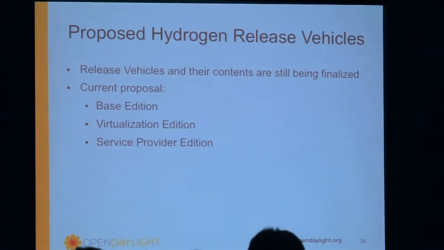We have proposed Hydrogen release vehicles because, as I mentioned before, the breadth of the networking domain is kind of mind-blowing. And the kinds of things that you would want, for example, to virtualize your cloud may not be the same sorts of things that you would want to provision for your subscribers in a cell phone network, for example. So the current proposals are to have a base edition, a virtualization edition, and a service provider edition.